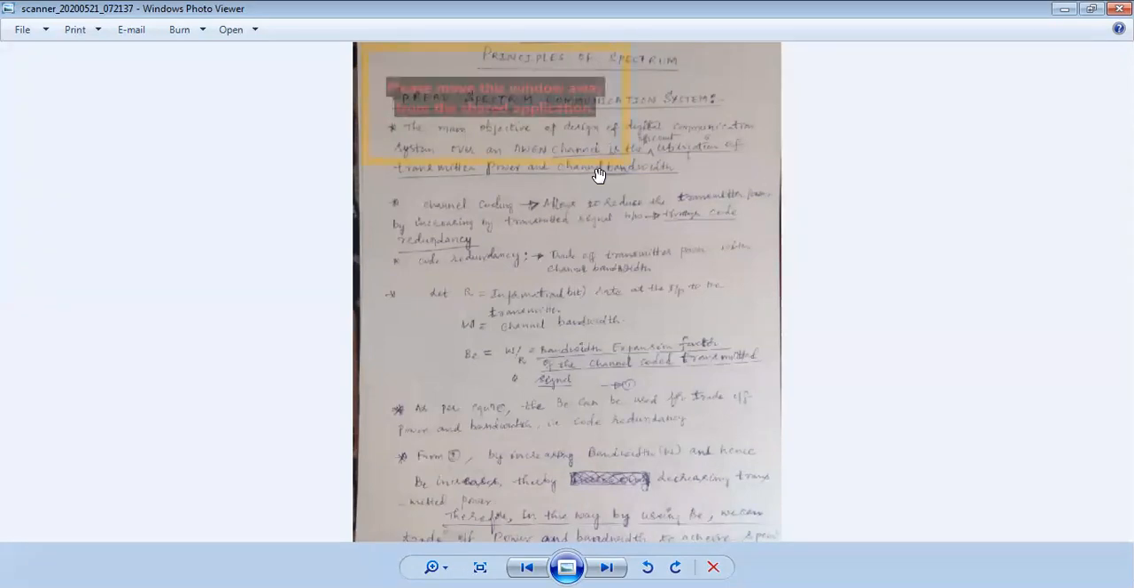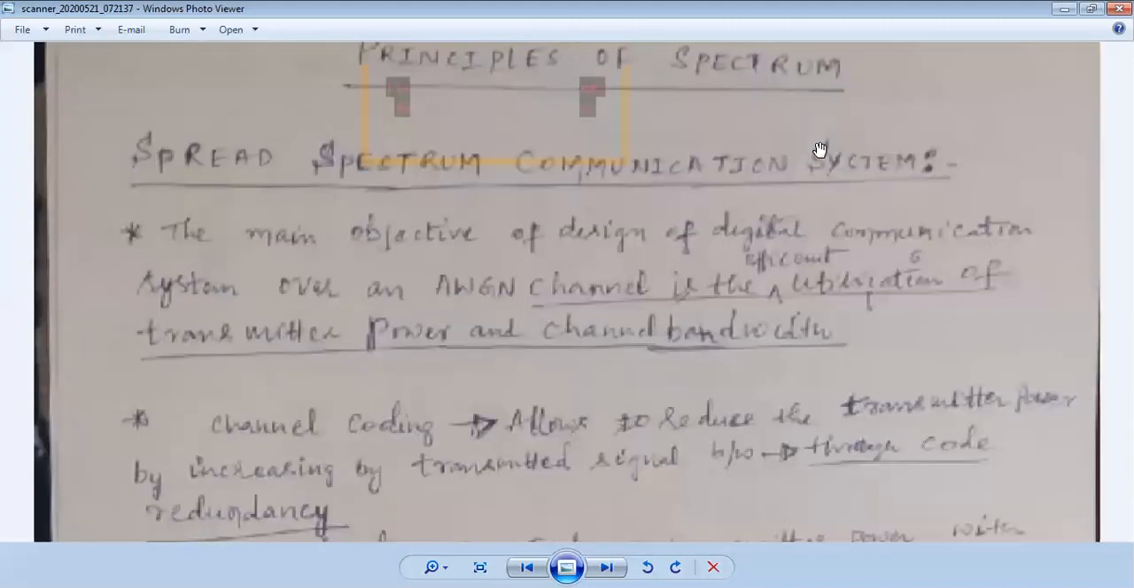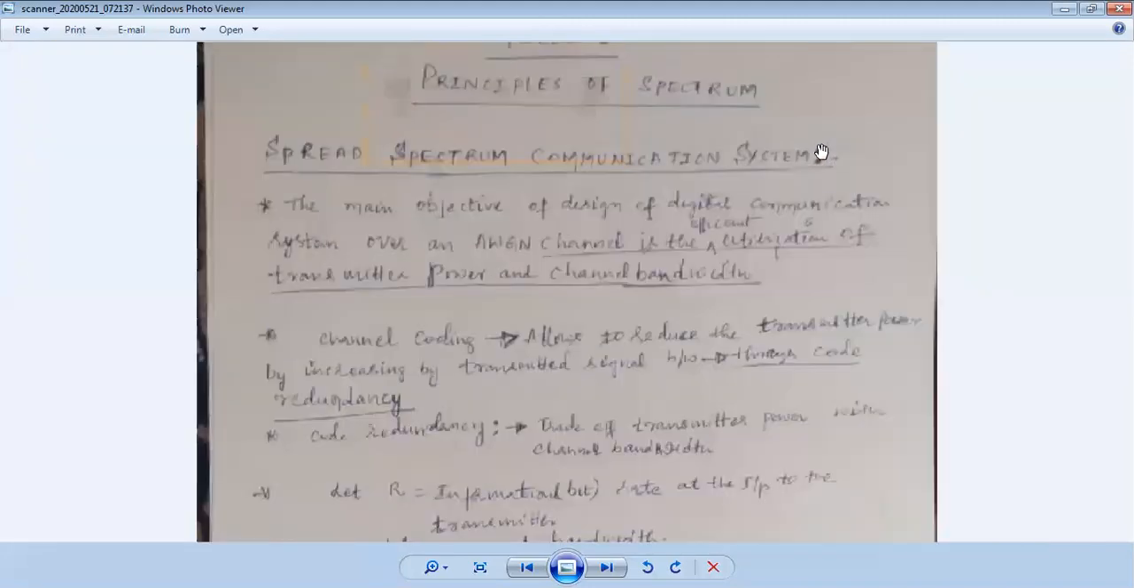Very important: if you use more transmit power, the cost is high.